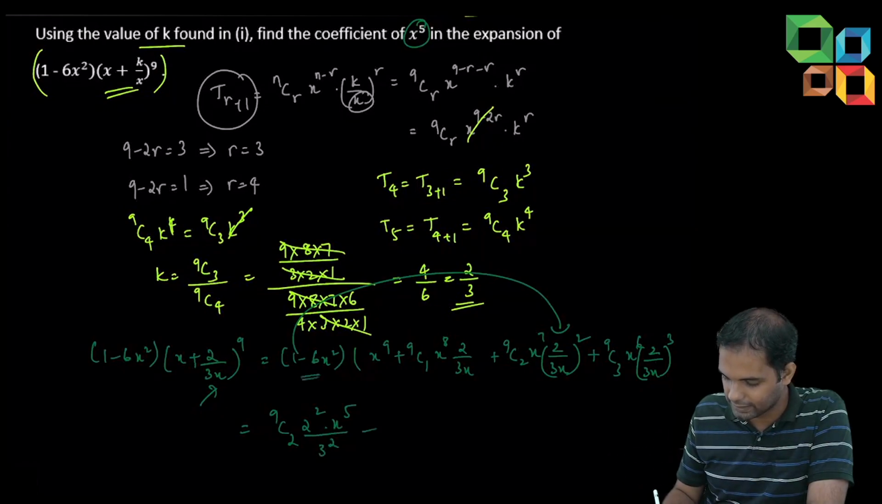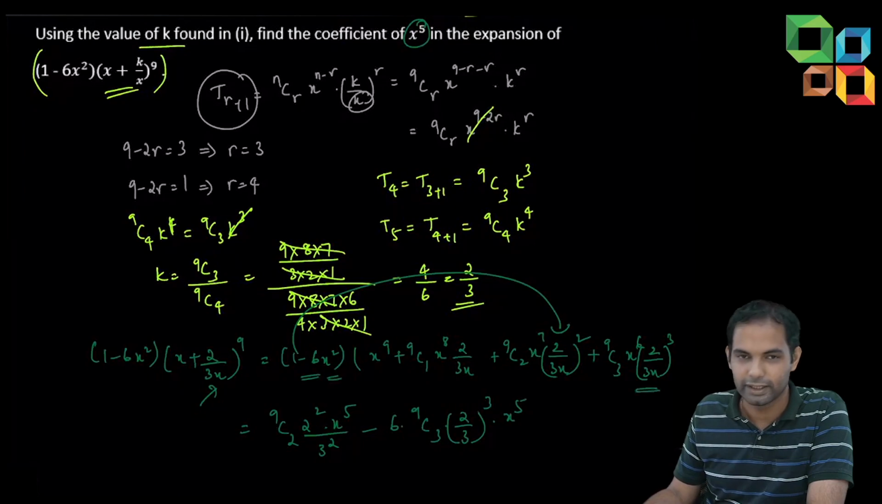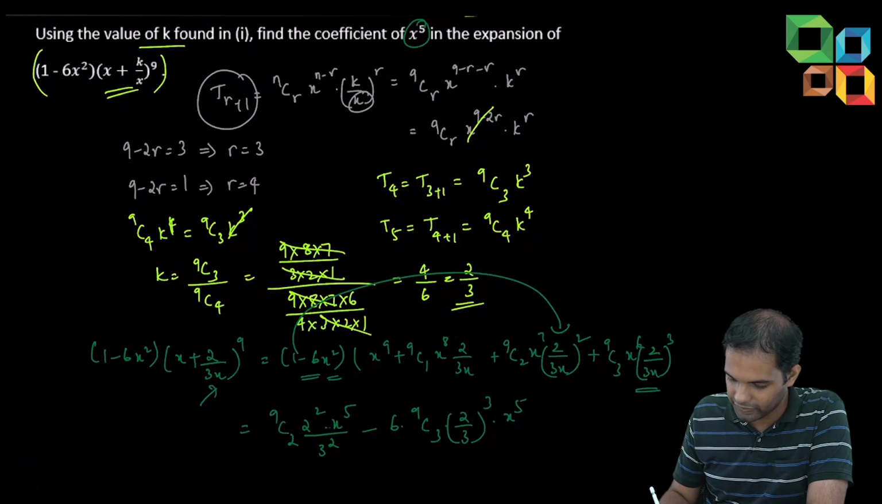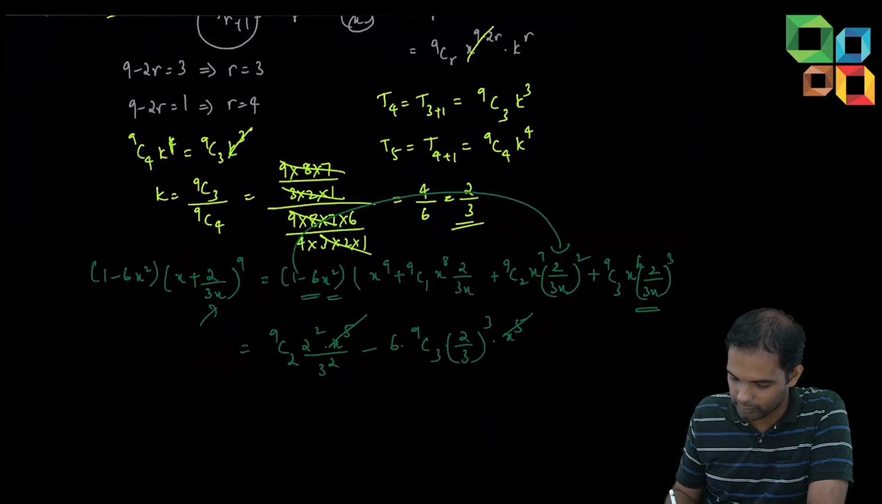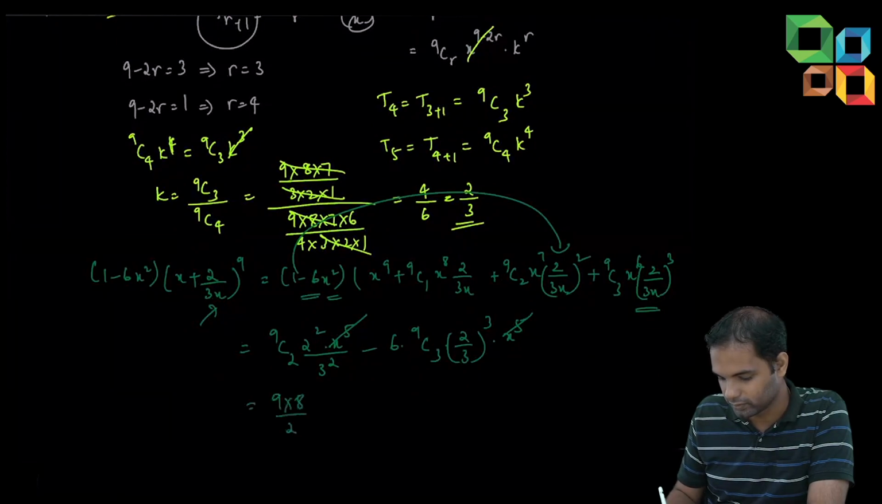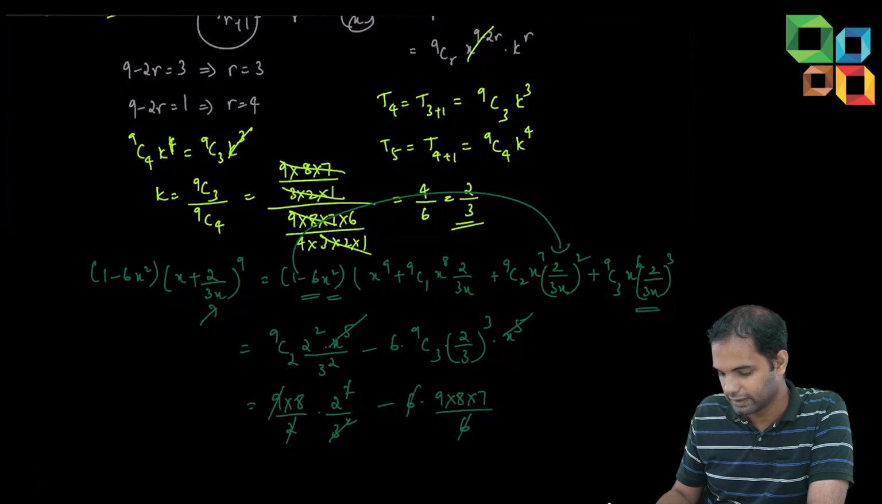Now this is minus 6 into 9C3 into (2/3) whole cube, again into x power 5. x square here, x cube here, so you get x power 5. What we are interested in is the coefficient, so I can just ignore this x power 5 and simplify here. It's 9 into 8 by 2 into 2 square by 3 square. So this 3 square will get cancelled. One of the two will get cancelled. Remaining 6 into 9 into 8 into 7 by 6. 6 and 6 get cancelled. This is 2 cube by 3 cube.